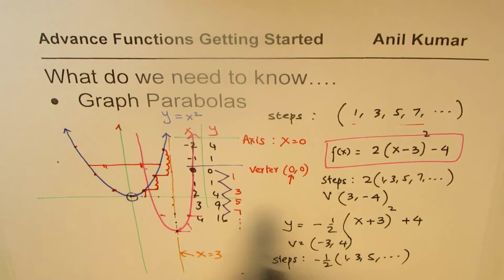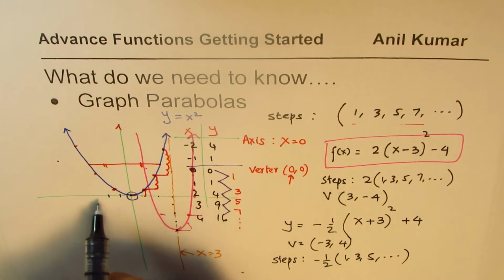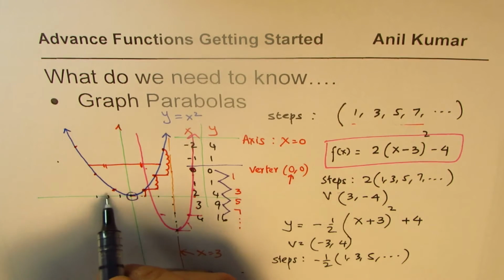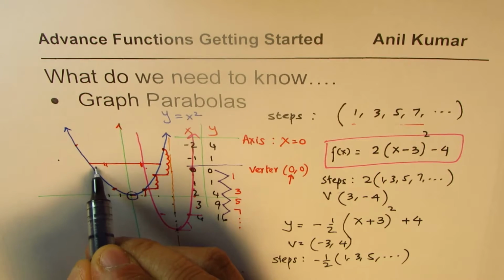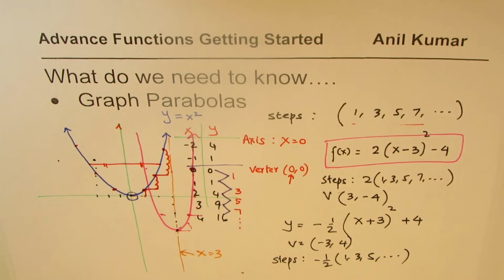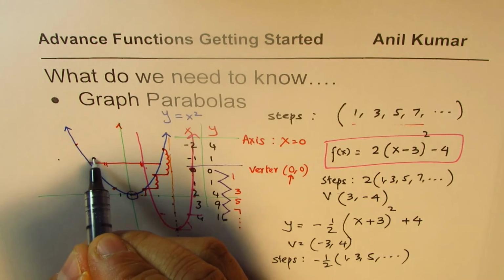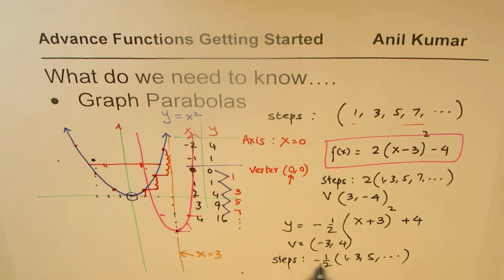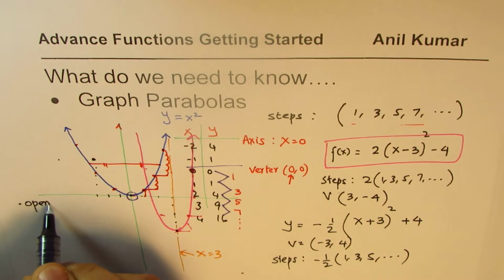Vertex is (-3, 4). That means 1, 2, 3, -3. And 4 is here. Let's say 1, 2, 3, 4. Okay, let this be 4 for us. So we got the vertex right there. Steps are negative. Minus means it opens downwards, right? So this parabola opens downwards, right? So it opens down.